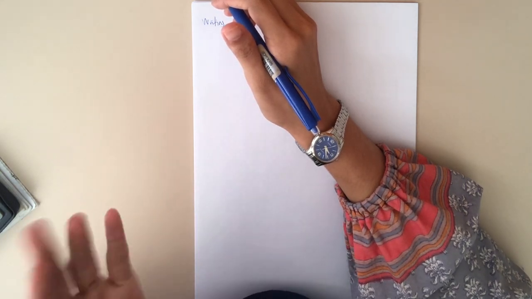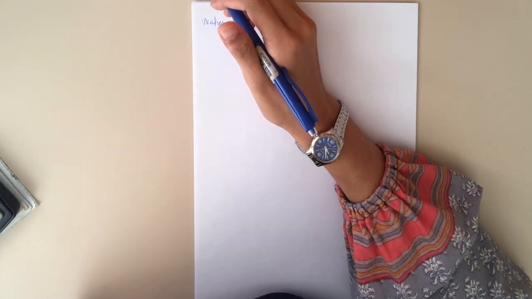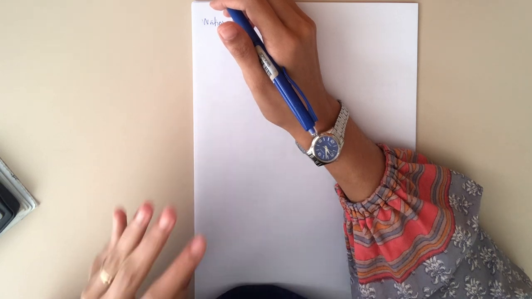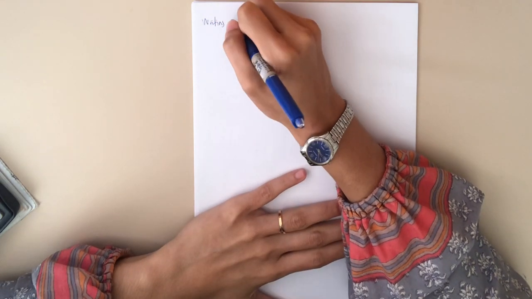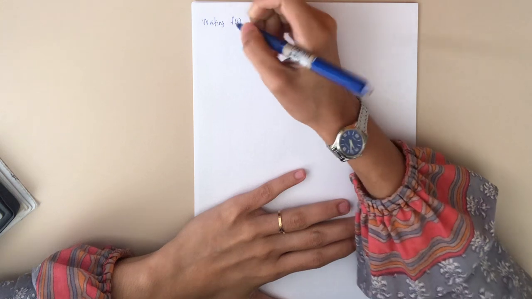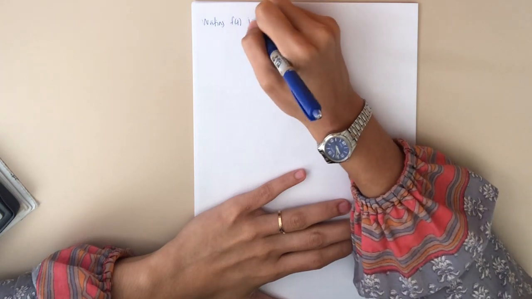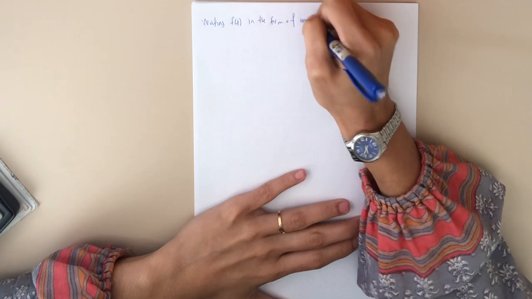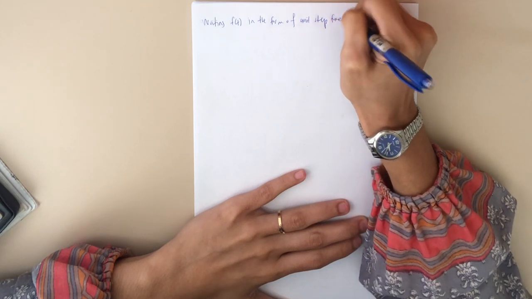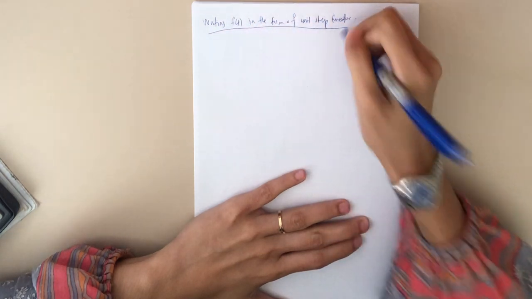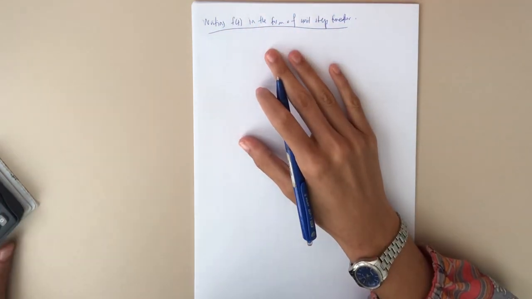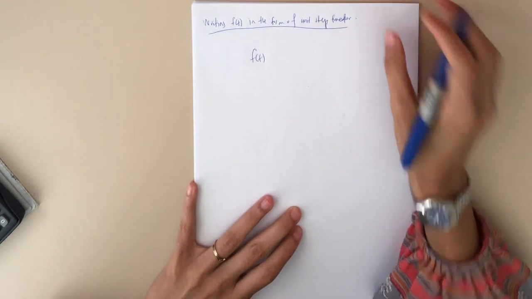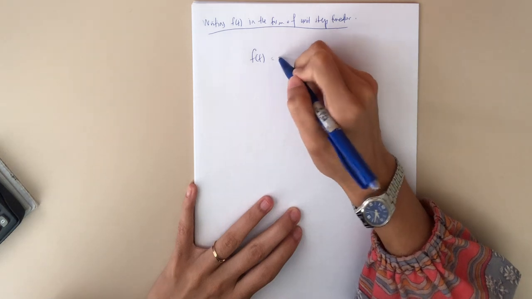Maksudnya, the question will be given in the form of a piecewise function, so you need to translate or transform it to become a unit step function. So the title for this subtopic is writing f(t) in the form of unit step function. We want to write our f(t) in terms of unit step function. The question will be given in terms of a piecewise function. So this is what we call a piecewise function.